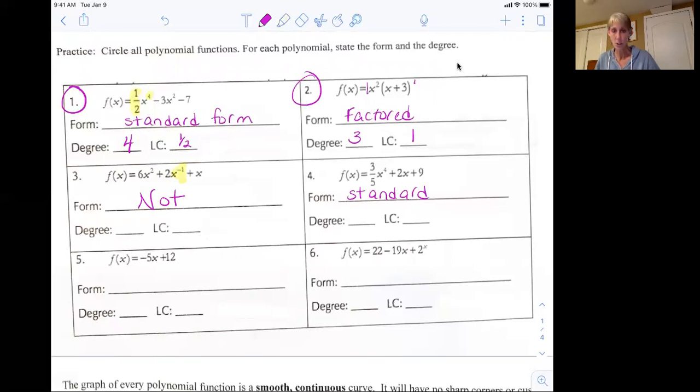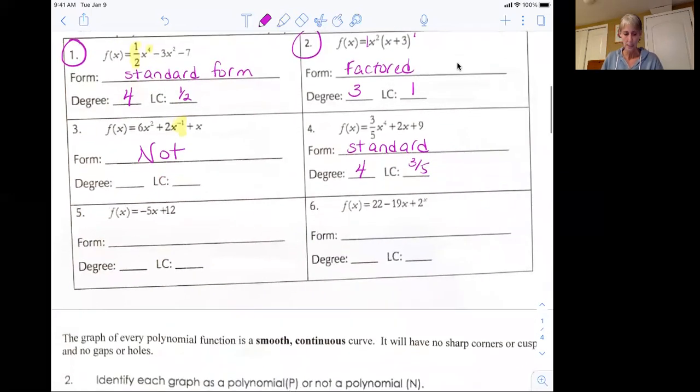The highest power is 4, so the degree is 4, and the lead coefficient is 3/5. In example 5, this is also a polynomial. It's in standard form. This happens to be a line, which is fine. Okay, a line is a polynomial. Polynomial just means more than one term. Our degree is 1, so it's linear, so to speak, and our lead coefficient is -5.